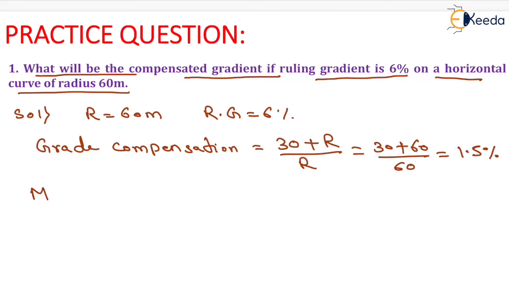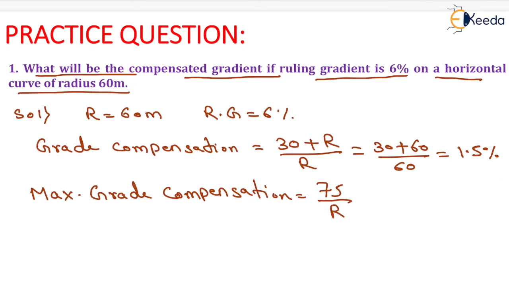Now we have to calculate the maximum grade compensation, and it will be equal to 75 / R. Now the value of R is already given in the question, that is 60. On solving this, we will get the value as 1.25%. Now we have to calculate the value of the compensated gradient.